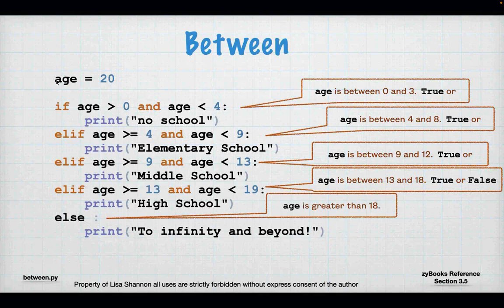I go to the else statement. Well, my age is still 20, so, hey, age, are you greater than or equal to 4? True. Age, are you less than 9? False. True and false is still false. And then we do the same thing with 9 and 13, and the same thing with 13 and 19, and then I go to the infinity and beyond.